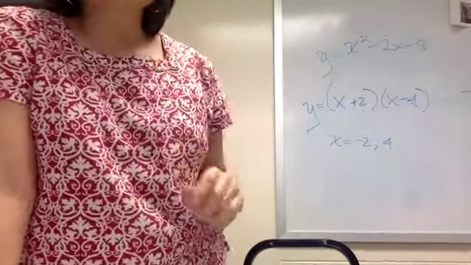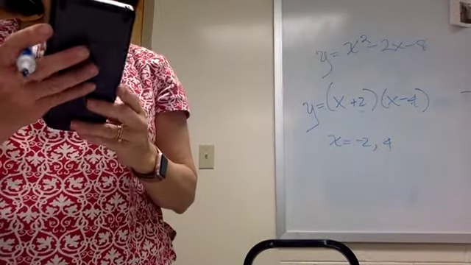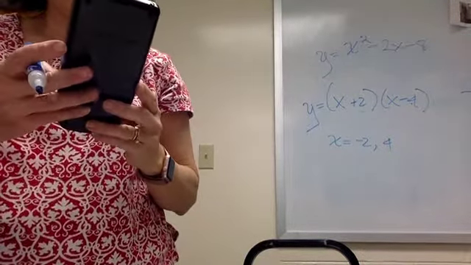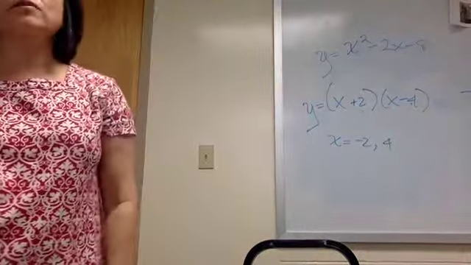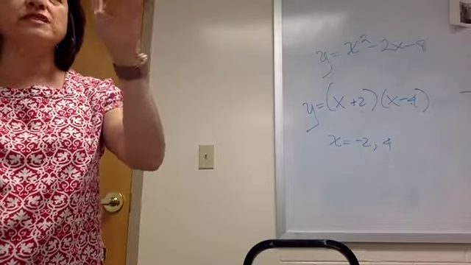Ms. Smith, what's wrong with my calculator? I don't know. Maybe your window's messed up. Let me do zoom standard. It's the zoom button, and then you choose option 6, which is standard.